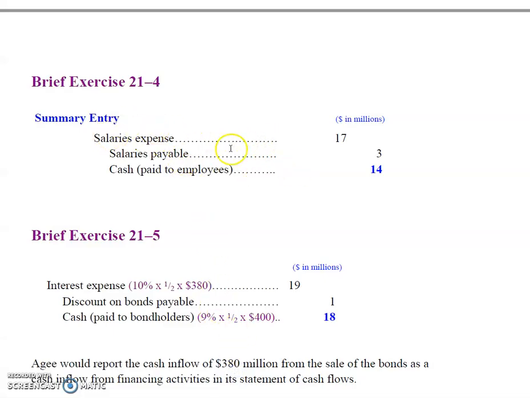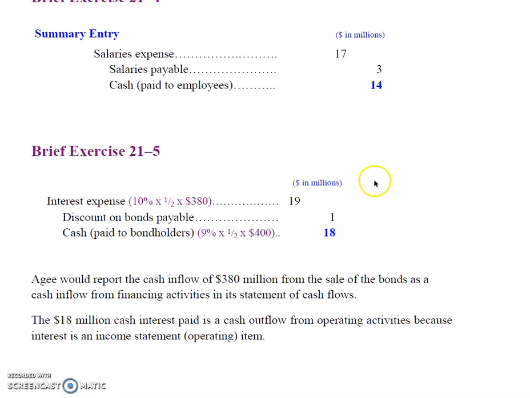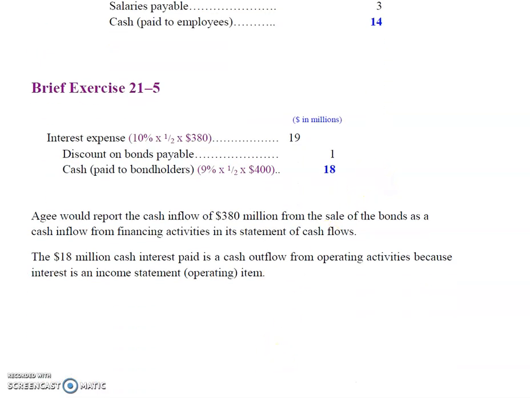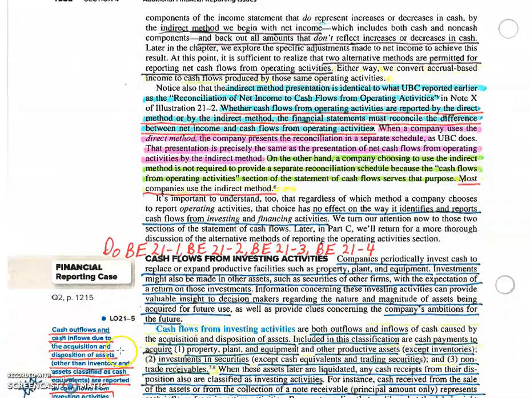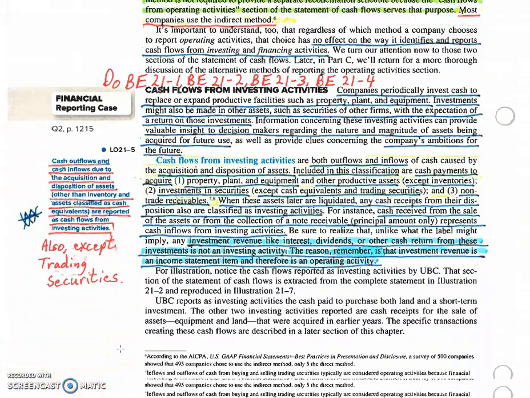Right here, there's the debit to salaries expense, credit to salaries payable. So the difference is the amount of cash paid to employees. All right. Let's go back to the chapter and pick up from there.